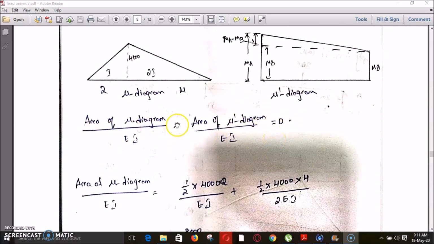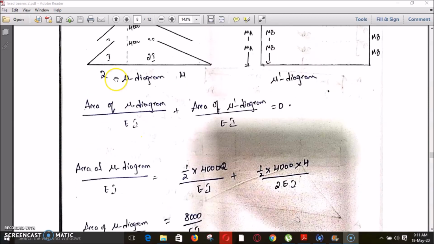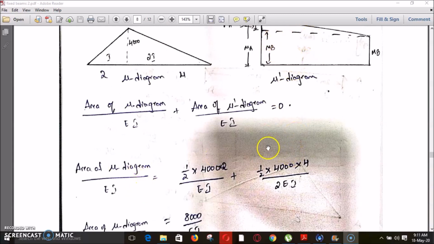In this case, we will deal with both these spans as different sections, since here it is I and here it is 2I. Similarly, here also we will break this into two sections of flexural rigidity I and flexural rigidity 2I. So coming to the mu diagram, this is the mu diagram. I will first calculate the area of the mu diagram by EI value. Later I will calculate the area of the mu dash diagram by EI value. Then I will add both of them and equate it to 0.